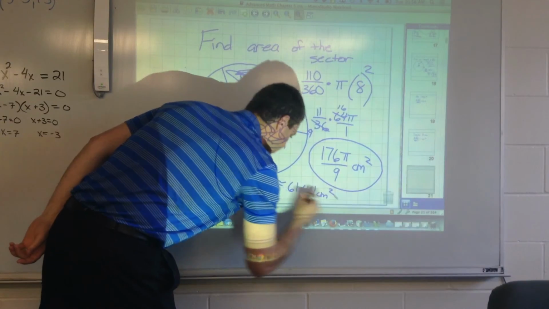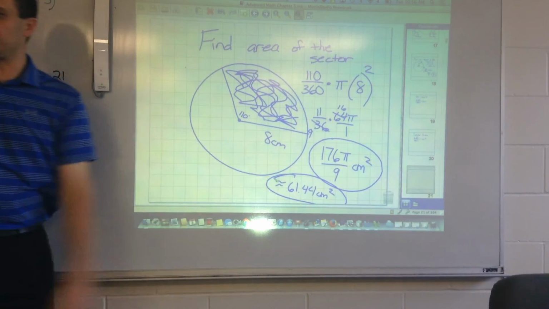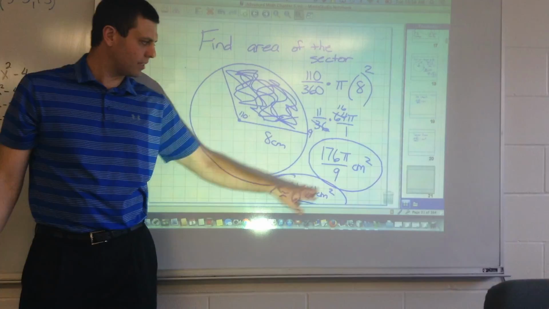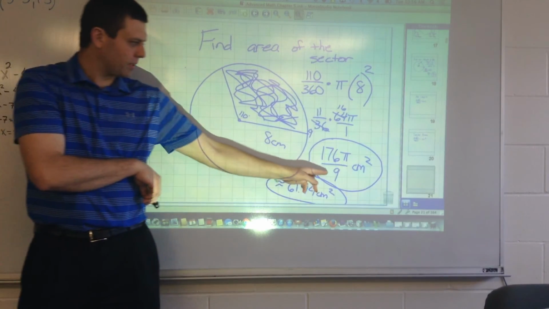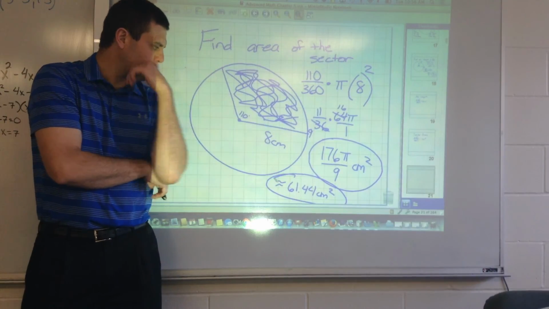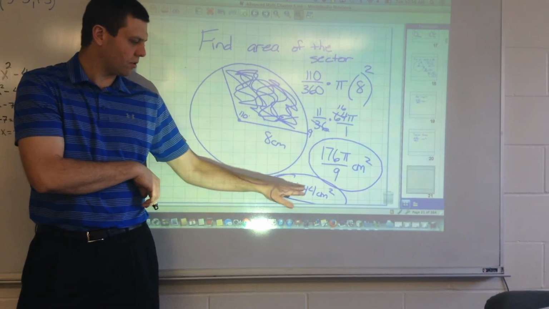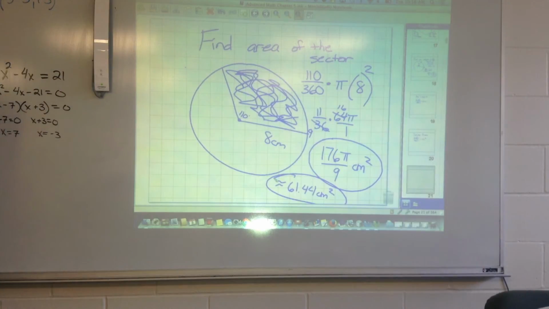61.44 centimeters squared. So if you round your answer using decimals, this is what we're expecting you to write there. That seems to make sense because that's almost 20, and 20 pi would be a little more than 60, so I would say you guys are right on the calculator there.